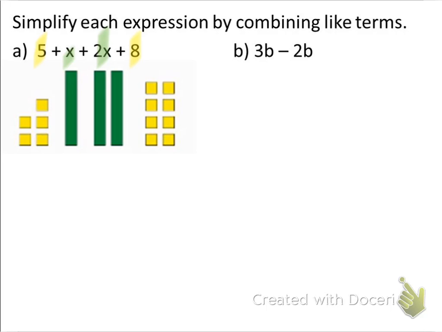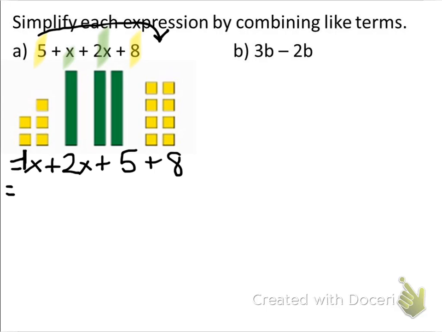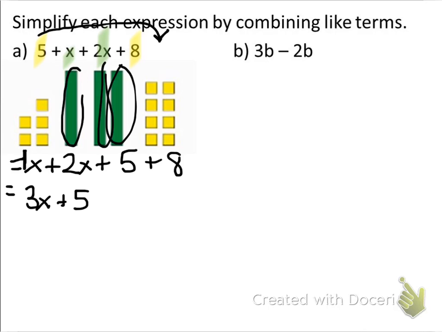So I've got it drawn down here, and we're going to use first the commutative property. We're going to rearrange it so we have like terms together. So I'm going to move this 5 to the end. I'm going to rewrite it as x plus 2x plus 5 plus 8. Now remember, when you just have a variable, the coefficient in front of it is 1. So we have 1x here, and then 2 more x's. 1x plus 2x is 3x, plus 5 plus 8.